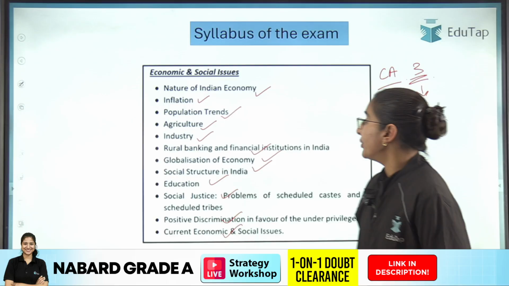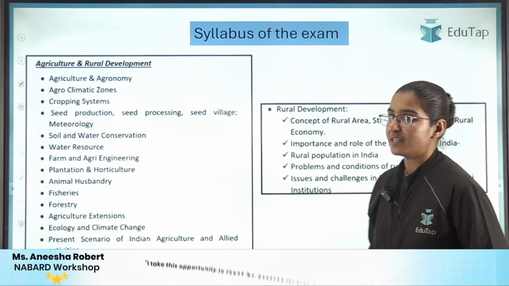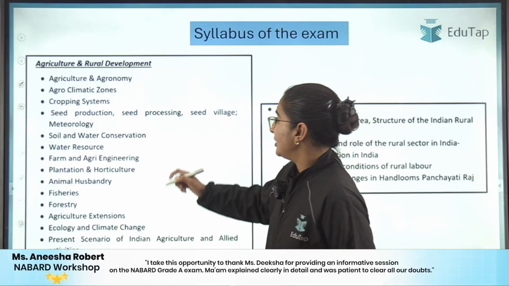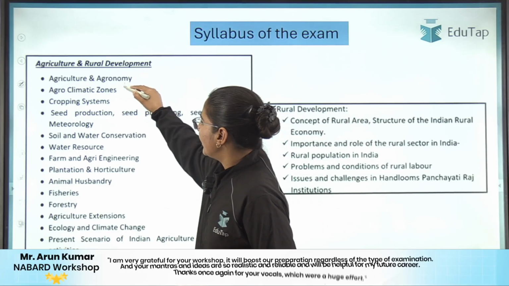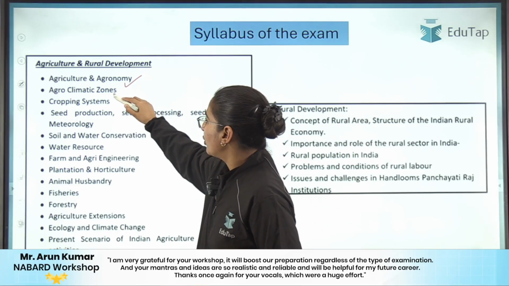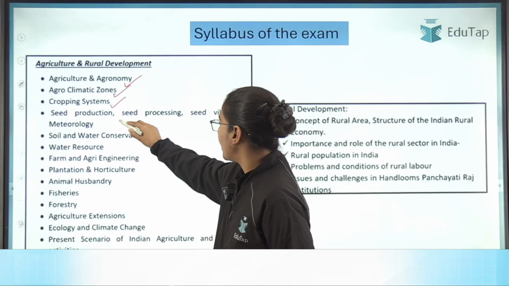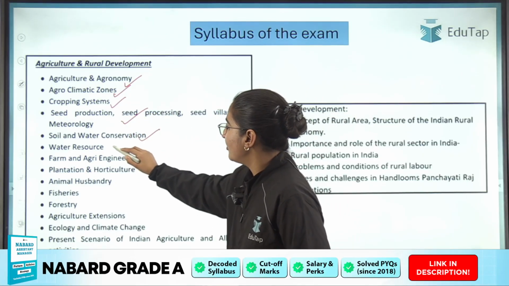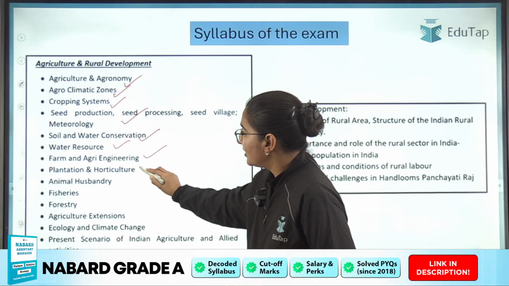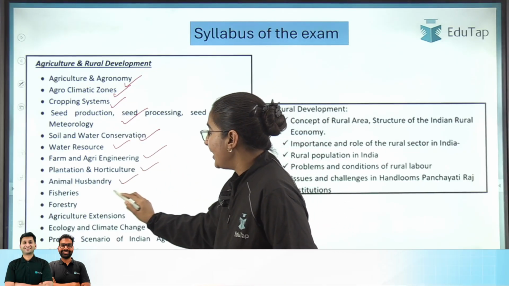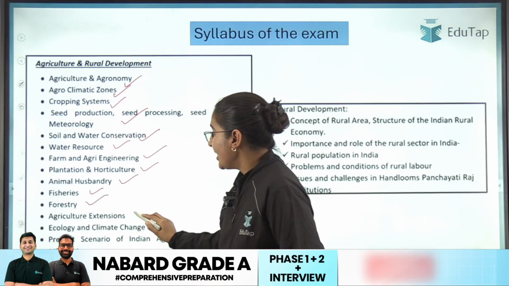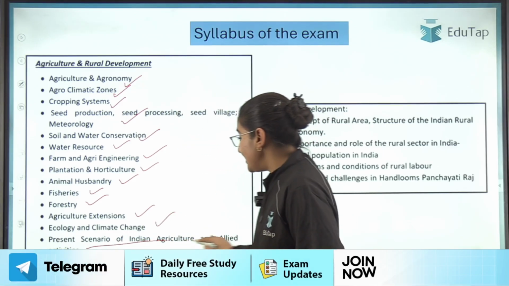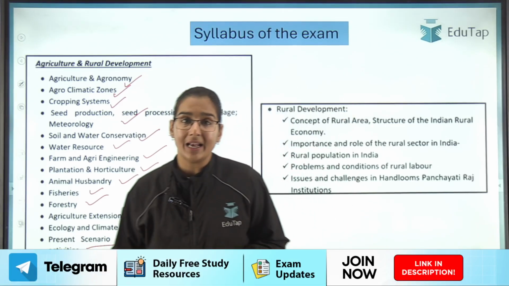Now let's talk about the syllabus of your ARD. As far as the descriptive syllabus of ARD is concerned, it is the same as that of phase 1. So you have to prepare agriculture and agronomy, agroclimatic zones, cropping systems, seed production, seed processing, seed village and agrometeorology, soil and water conservation, water resources, farm and agri engineering, plantation and horticulture, animal husbandry, fisheries, forestry, agriculture extensions, ecology and climate change, and the present scenario of Indian agriculture and allied activities.